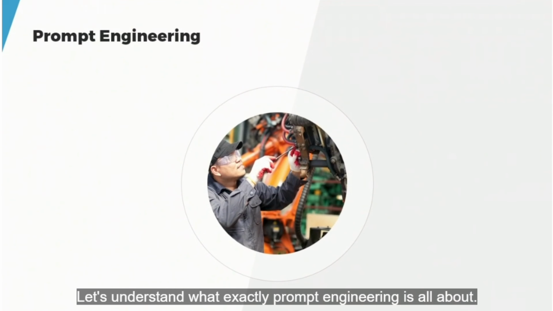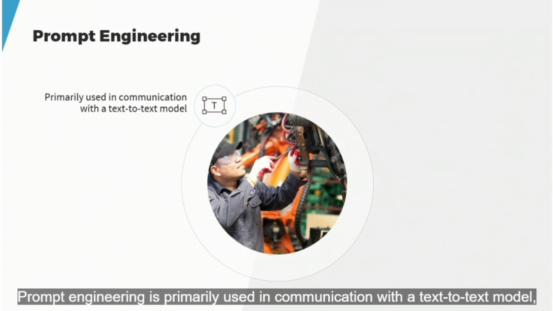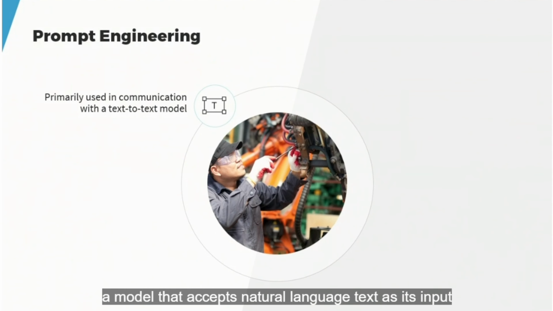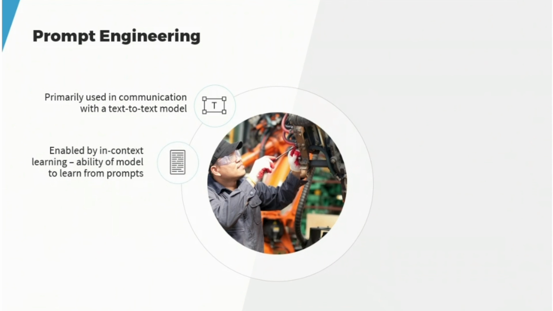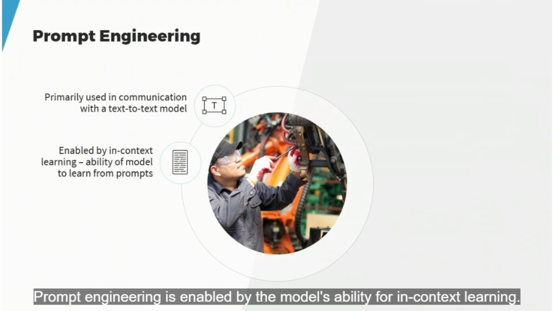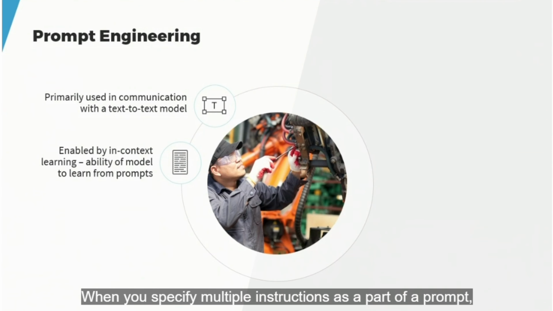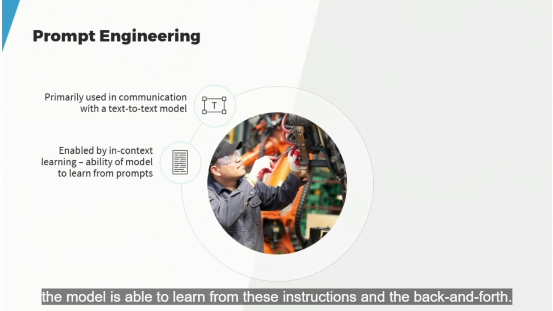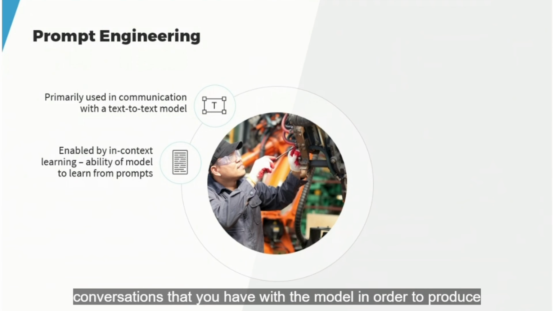Let's understand what exactly prompt engineering is all about. Prompt engineering is primarily used in communication with a text to text model, a model that accepts natural language text as its input and produces natural language text in its response. Prompt engineering is enabled by the model's ability for in context learning. When you specify multiple instructions as a part of a prompt, the model is able to learn from these instructions and the back and forth conversations that you have with the model in order to produce the most relevant response.